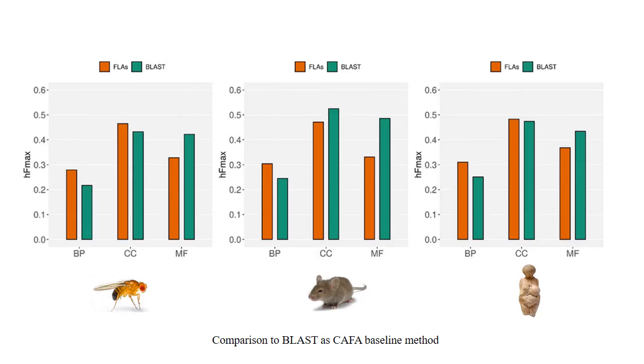Here we compare the performance of our models with that of BLAST, the other baseline method used in the CAFA challenges. We were able to compare our results only for the fly, the mouse, and the human, since the available data only includes results for these organisms. Surprisingly, in the 3 organisms, our models outperform BLAST in the biological process ontology. Something you can see here, here, and here. And also, in 2 of the organisms, our model outperformed BLAST in the cellular component ontology. Here and here.